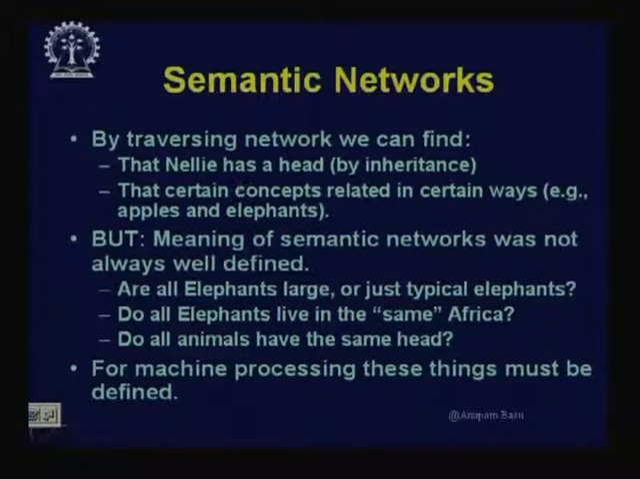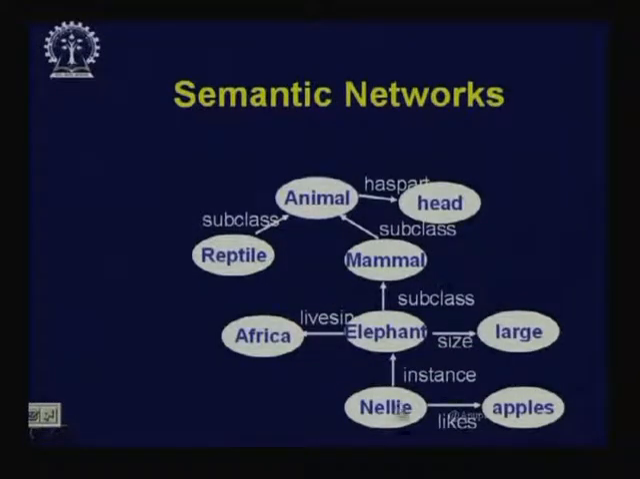Also we can find that certain concepts are related in certain ways, like apples and elephants. How are they related, apples and elephants? Nelly likes apples, but it really does not say whether all elephants like apples. So, as we go up, it is a generalization. As we go down the hierarchy, there is a specialization. Although Nelly is an instance of elephant, it is a particular elephant, and Nelly likes apple, but that does not mean that all other elephants will like apple, all right.